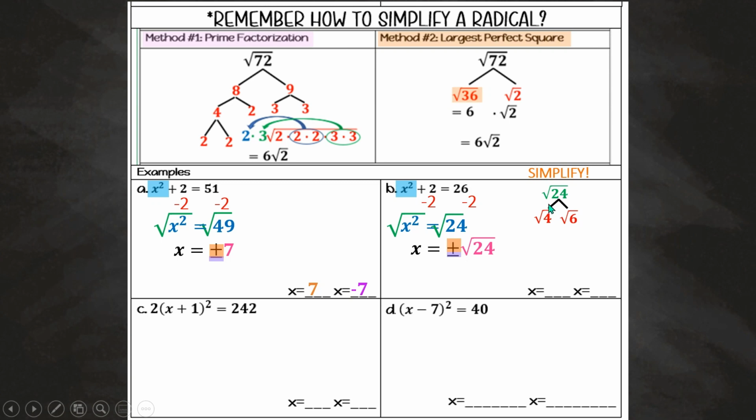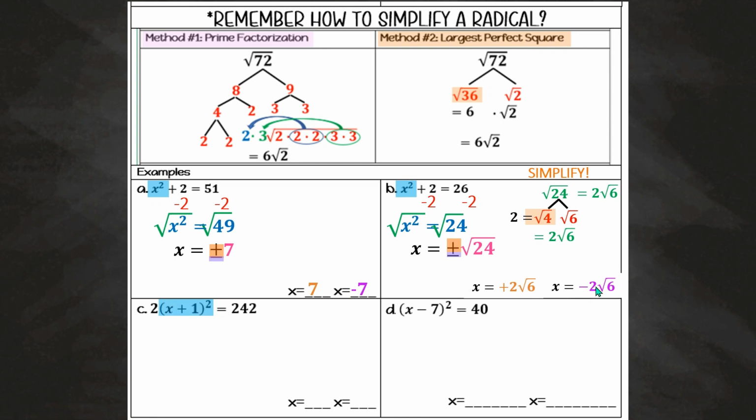Well, the square root of 4 is equal to 2. I cannot simplify the square root of 6 any further. So I'm going to end up with 2 square roots of 6. So my final answer is x equals plus 2 square roots of 6 and x equals negative 2 square roots of 6. Sorry, I said x equals a positive 2 square roots of 6 and x equals a negative 2 square roots of 6.